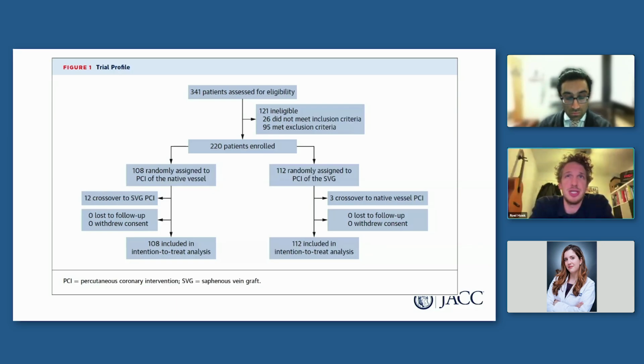And for the 3 that went the opposite direction, in all honesty, those were not in our sites. I don't know exactly why they performed the crossover from saphenous vein graft to native. Those 3, yeah, I can't recall, to be honest.